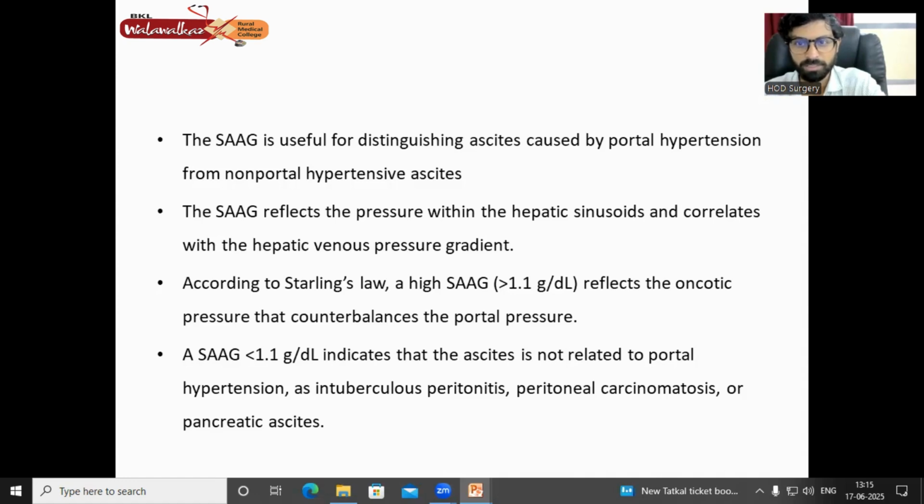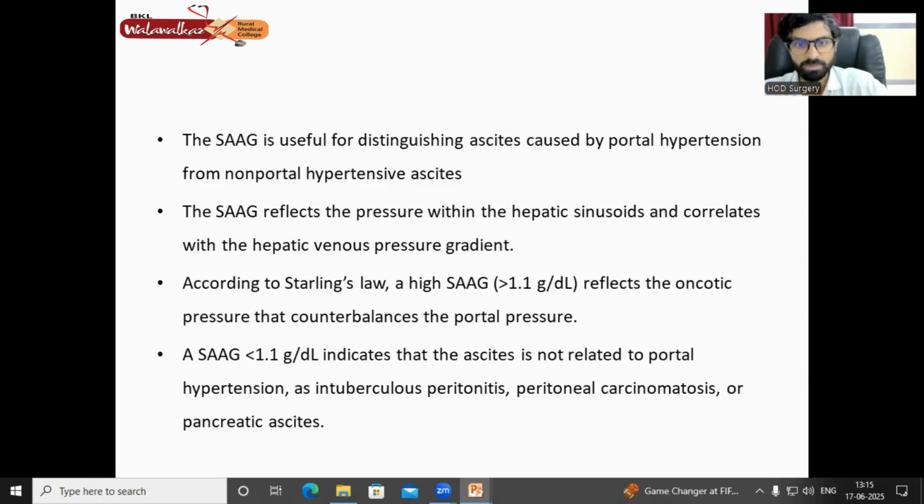So the SAAG, when the ascites is caused by portal hypertension or non-portal hypertensive causes, we can differentiate that looking at the SAAG. It reflects the pressure within the hepatic sinusoids and correlates with the hepatic venous pressure gradient, HVPG, which is actually calculated by catheterization. But the SAAG can give us an idea and avoid the catheterization in all patients.